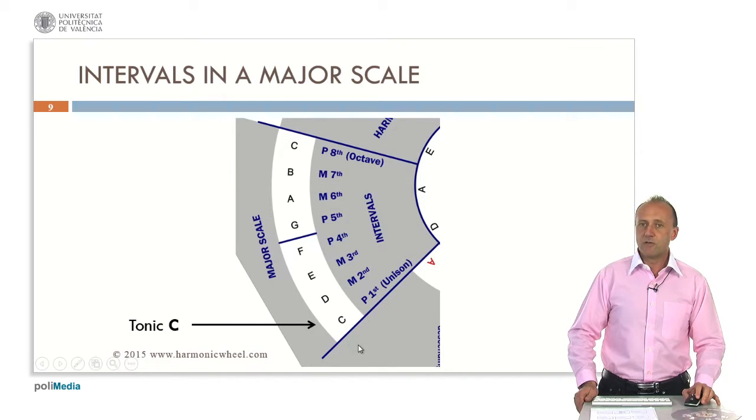For example, here we chose the C major scale, and we can see that from C to F we have a perfect fourth, from C to G we have a perfect fifth, and from C to C again we have a perfect first, which is also called unison, and from C to the next C we have a perfect eighth, which is called octave. The term octave comes from the Latin language.